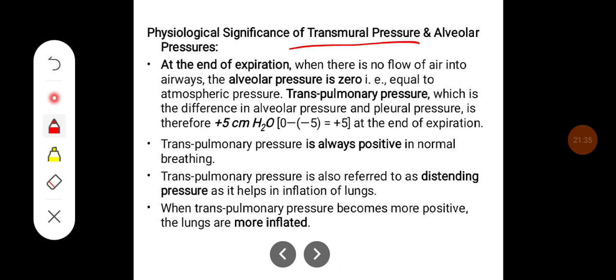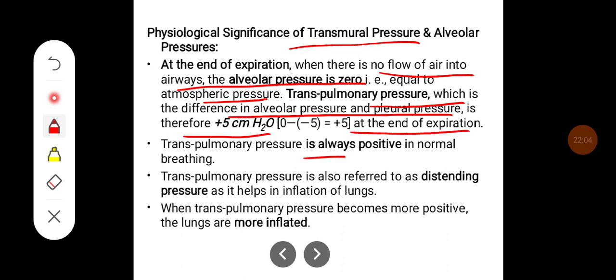At the end of expiration, when there is no flow of air into the airways, the alveolar pressure is zero, that is equal to atmospheric pressure. Transpulmonary pressure is the difference between the alveolar pressure and the pleural pressure. It is therefore +5 centimeters of water, that is 0 minus (-5), equal to +5 at the end of expiration.